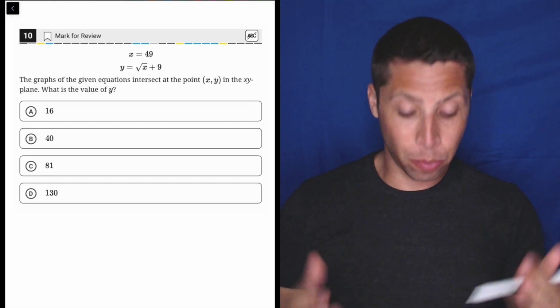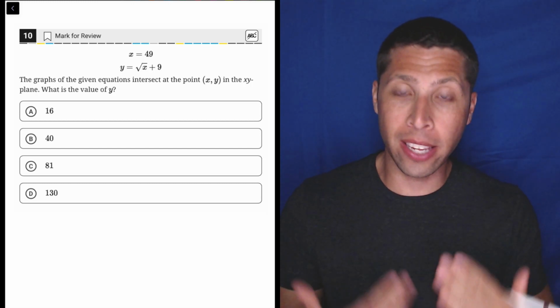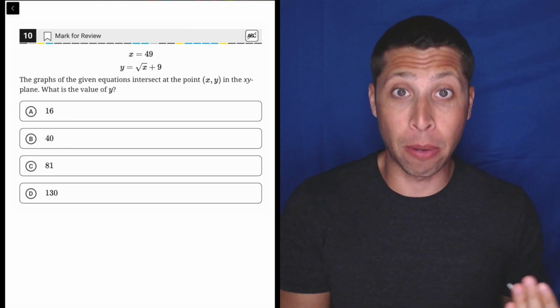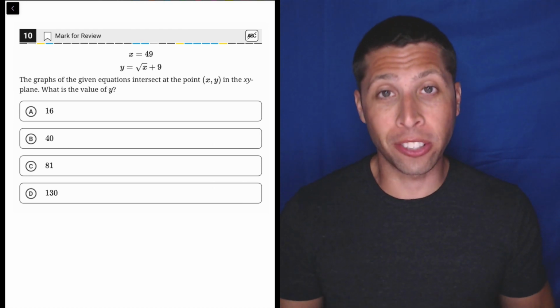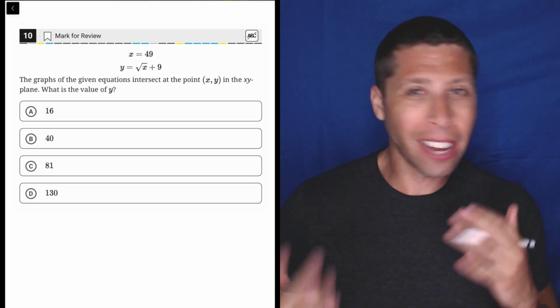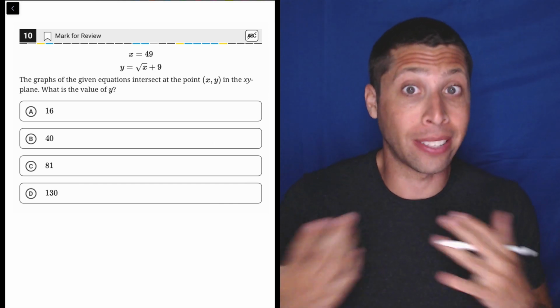My general advice when we have a system of equations on the SAT is to plug it into Desmos. Let the calculator do the work. The big exception to that, though, is if one of the equations only has one variable, then it's not really a system of equations at all. It's basically they're telling us the point, right?